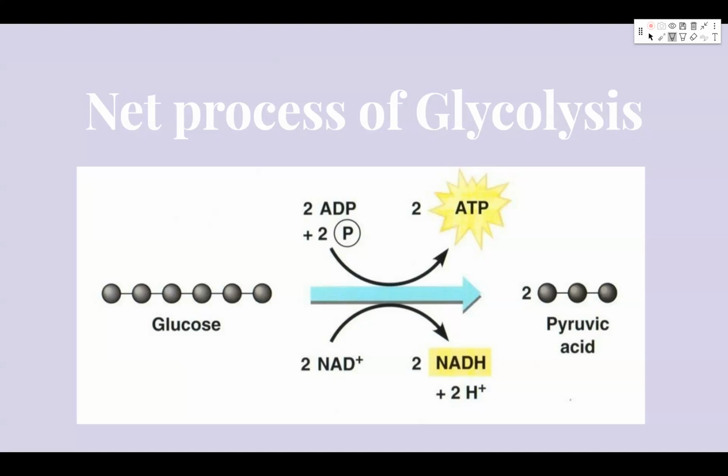So this will go in that last little box. We're going to start with glucose. We're going to get 2 ATP out of it, and we're going to get 2 NADH out of it. This simplifies it because if you remember from our last slide, we took 2 ATP in, we got 2 ATP out. Those cancel each other out, so we don't write it on here. This is our net process.